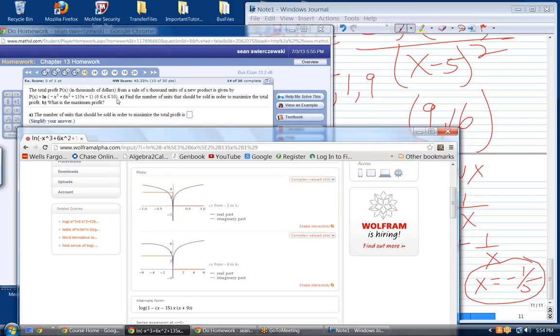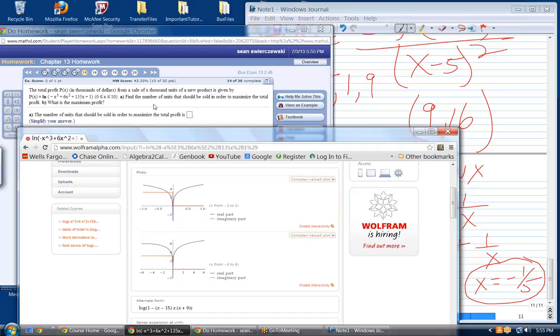But it says, find the number of units that should be sold in order to maximize the total profit. What is my answer? Is it 1? It's 10. In other words, because x goes from 0 to 10, then I want to produce 10 units. Actually, I would like to produce a billion units, because the more units I make, the more profit I make.